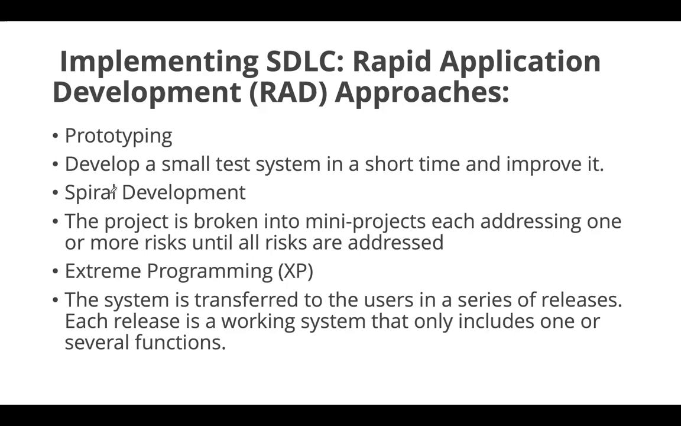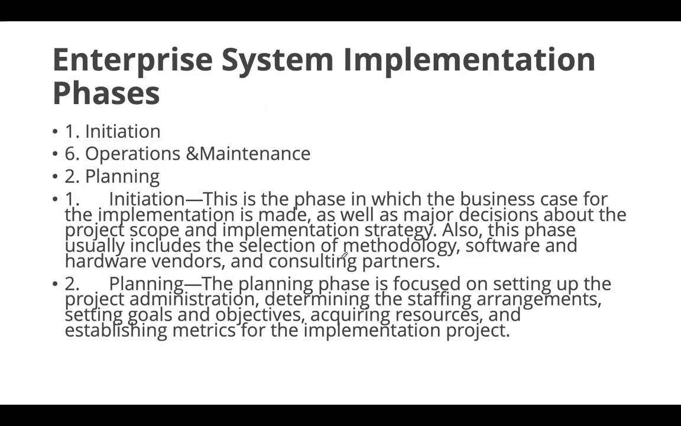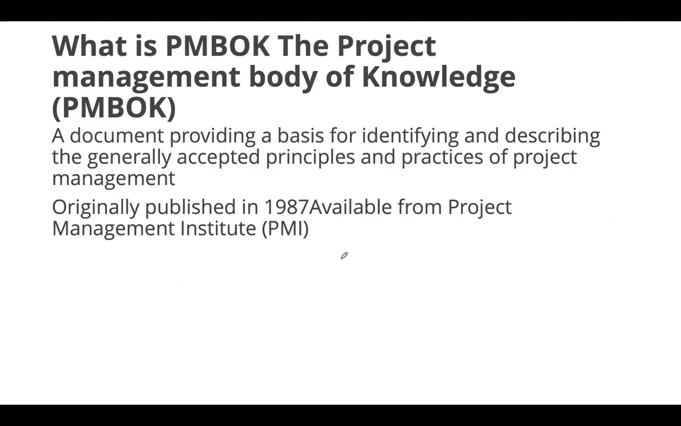Then spiral development, meaning that the project is broken into many projects, each addressing one or more risks until the risks are fully addressed. There is also extreme programming. So we also have enterprise system implementation phases, which are here, and this is just from the project management body of knowledge, which is also a body.